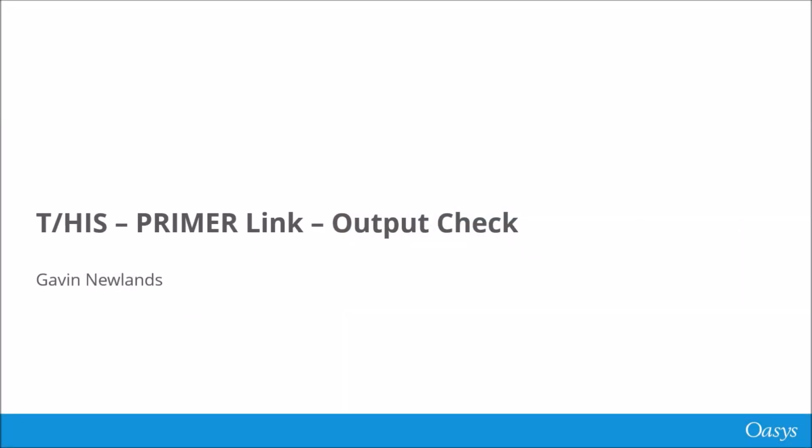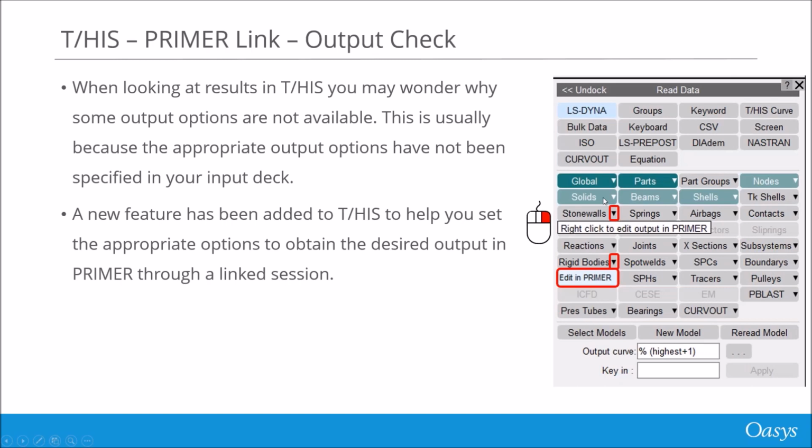So I'd like to talk to you about a new way in which we can link together THIS and PRIMER. When looking at results in THIS, you may wonder why some output options are not available. This is usually because the appropriate output options have not been specified in your keyword deck before you run LS-DYNA. We've added a new feature to THIS to help you set the appropriate options to obtain the desired output in PRIMER through a linked session.